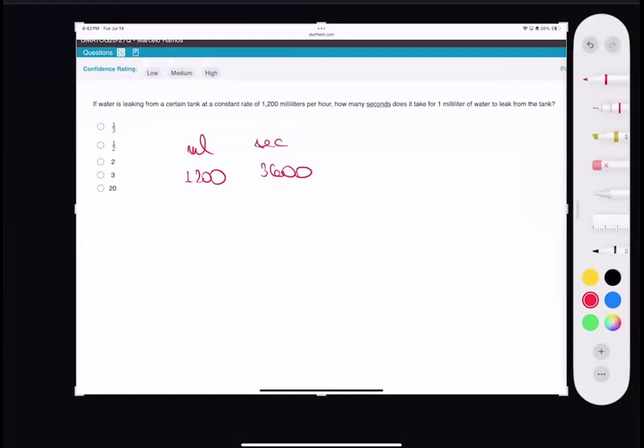Okay, 60 times 60. How many seconds does it take to leak 1 milliliter? It's directly proportional, right? So I can cross multiply. So x will be 3,600 over 1,200. It's 3. 3 seconds.